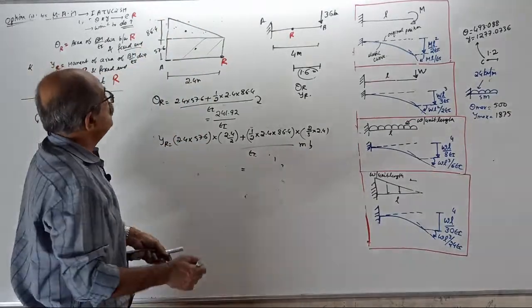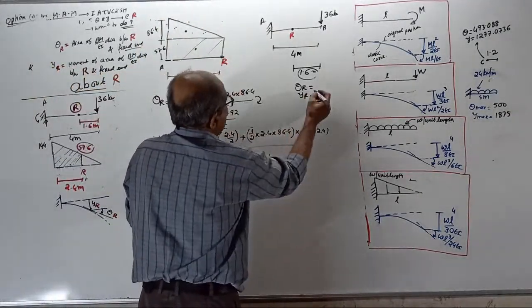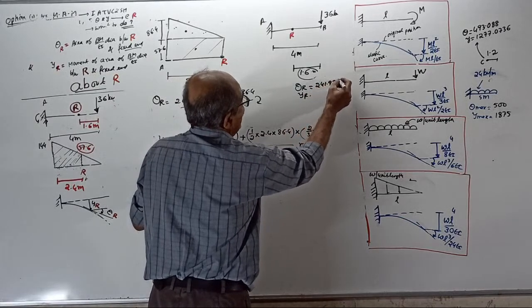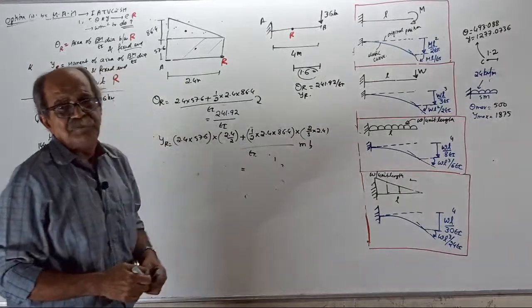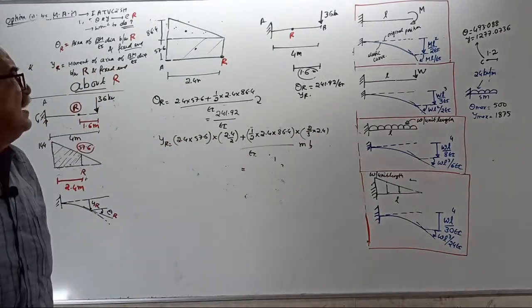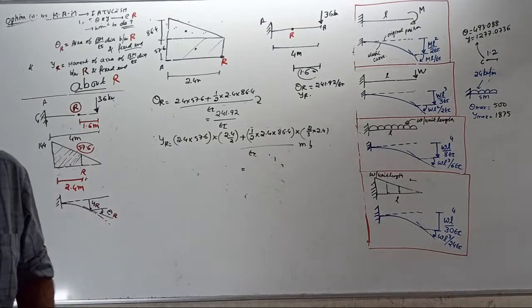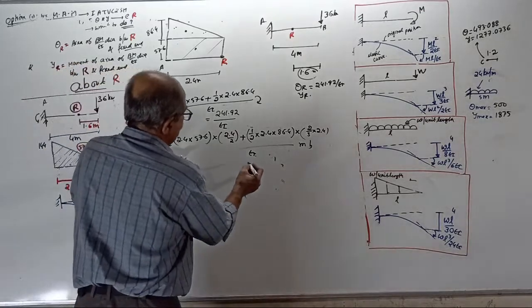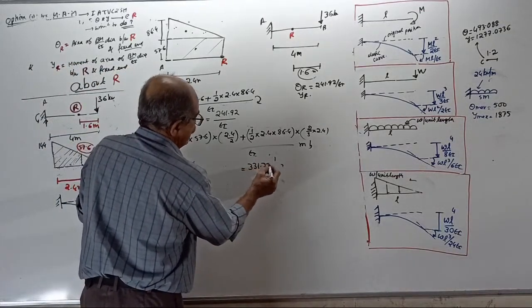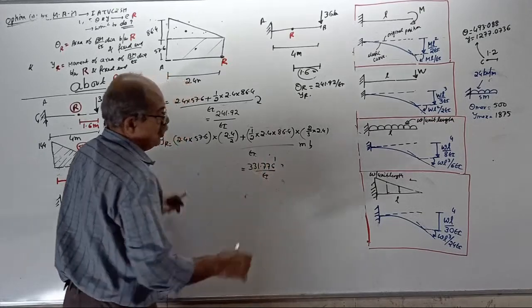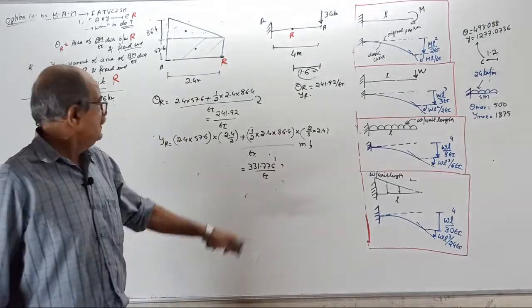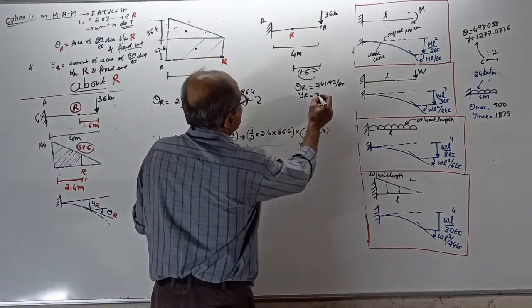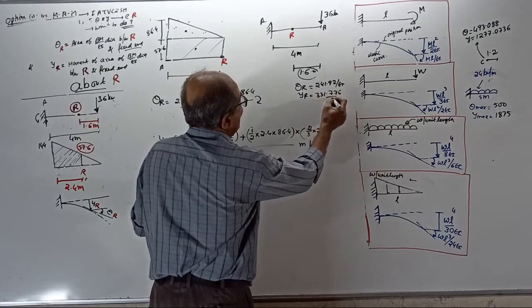Fast. So you told theta R came 241.92 by EI, and deflection, how much is the answer? Deflection, fast. Next we are going for the critical question. 331.776. See now. 331.776 by EI. Over. This is the deflection. So I will write the answer here: 331.776 by EI meter. Okay.